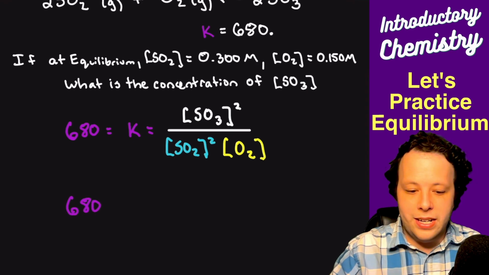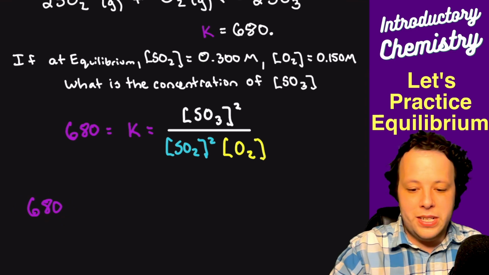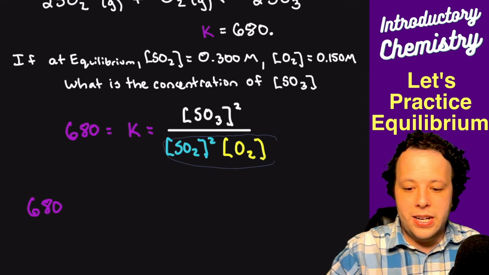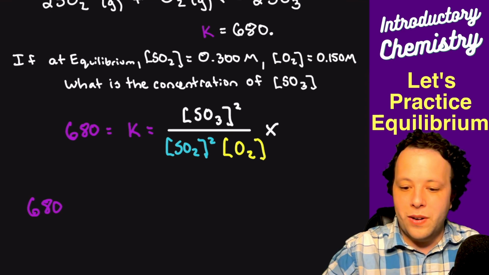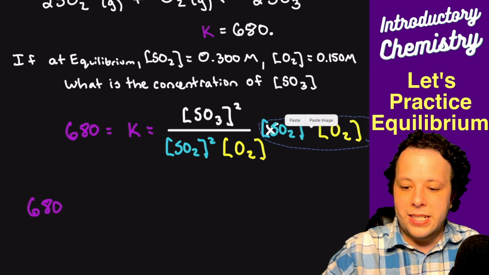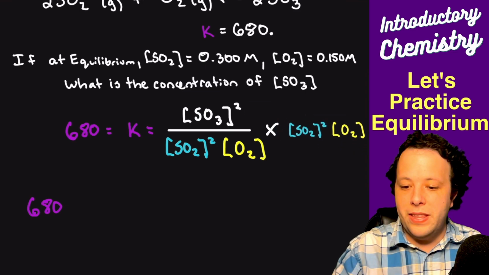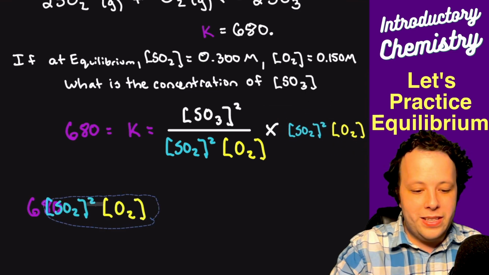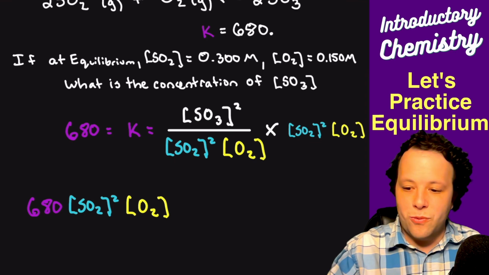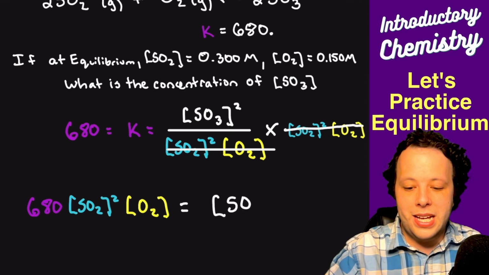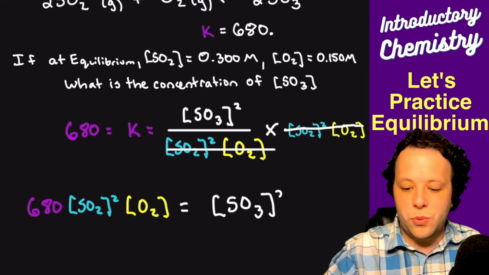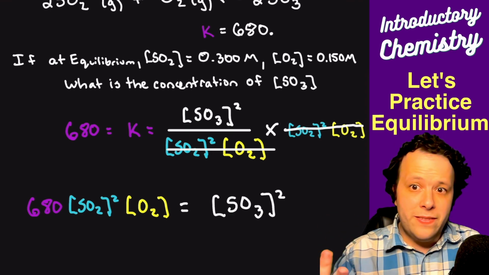So when you're rearranging this, one thing that you would do is we'd have 680 on the left-hand side, and then we would want to essentially multiply both sides by the denominator. So if I multiply the right-hand side by the denominator, so that they'll cancel, we'll multiply the 680 as well, so that it gets rearranged. And as a result, you'll see that the bottom cancels. And then what that's all going to be equal to is SO3 squared.